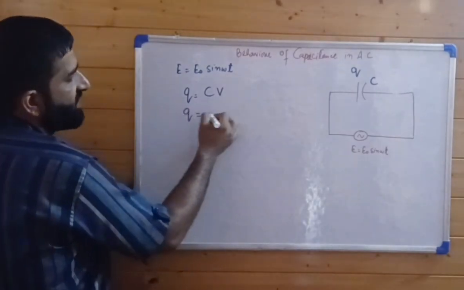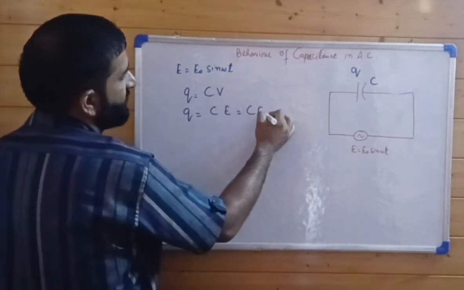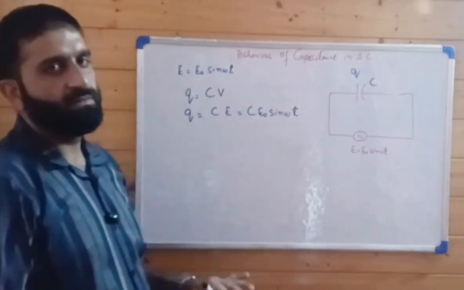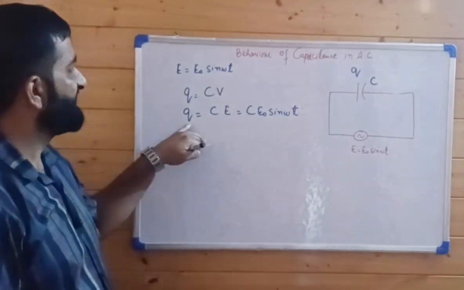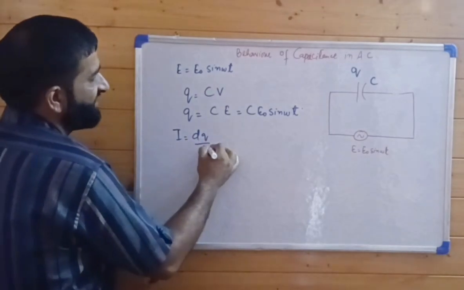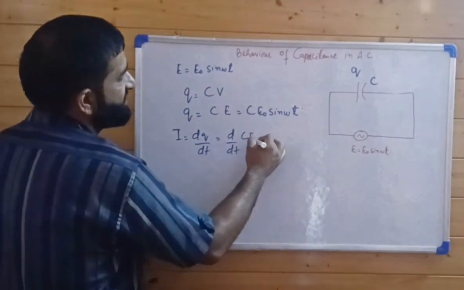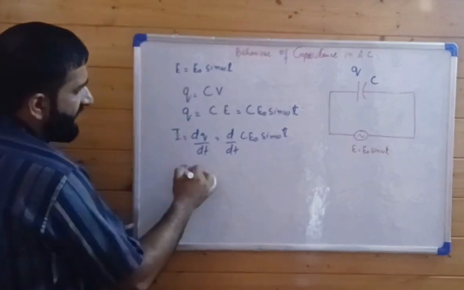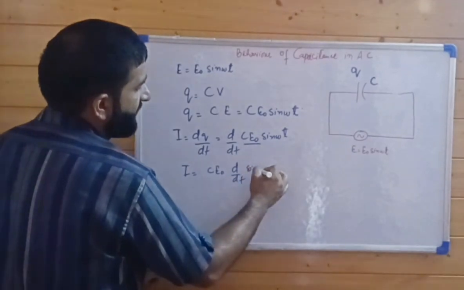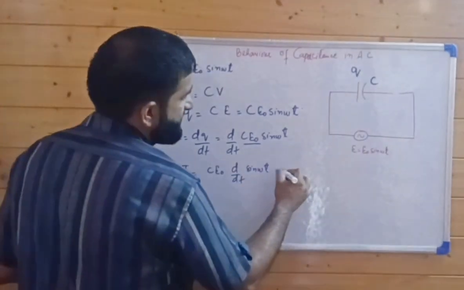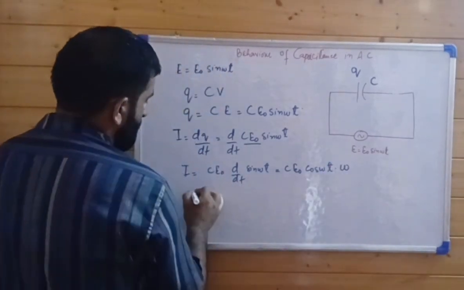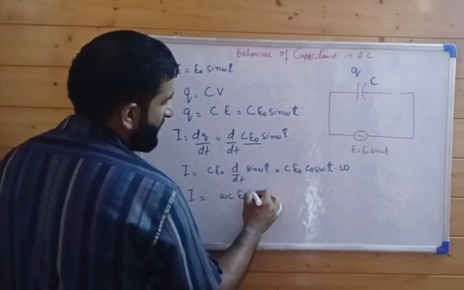So here we have Q is equal to C into E, that is equal to C into E0 sine of omega t. Now, in order to have a relation between the current and the EMF, we have to change this charge to current. So we have to differentiate the charge with respect to time, and we will get the current. So I is equal to dq by dt, that is equal to d by dt of CE0 sine of omega t. Now, CE0 being constant is taken out of the differential sign, d by dt of sine of omega t, and we know that differentiation of sine is cos. That is equal to CE0 cos of omega t, and the internal differentiation of omega t is omega. So we have I is equal to omega CE0 cos of omega t.